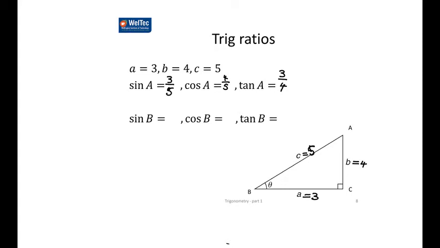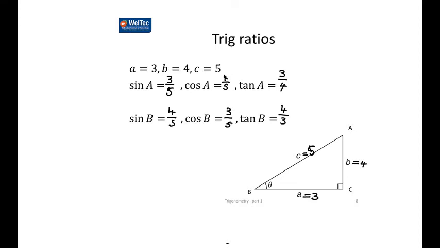Similarly for B, the sine of B would be 4 over 5. The cos of B will be 3 over 5. And the tan of B will be 4 over 3.